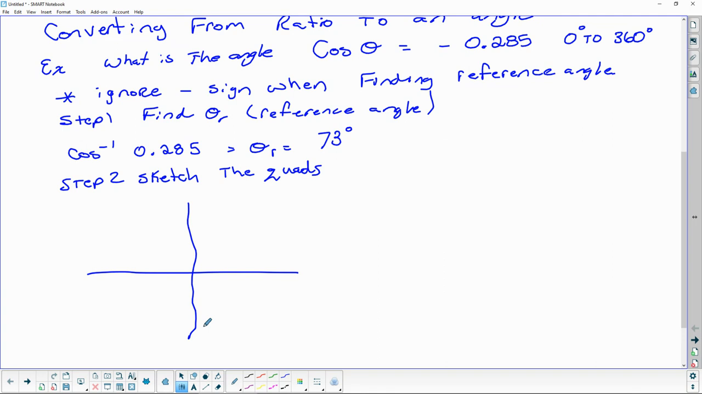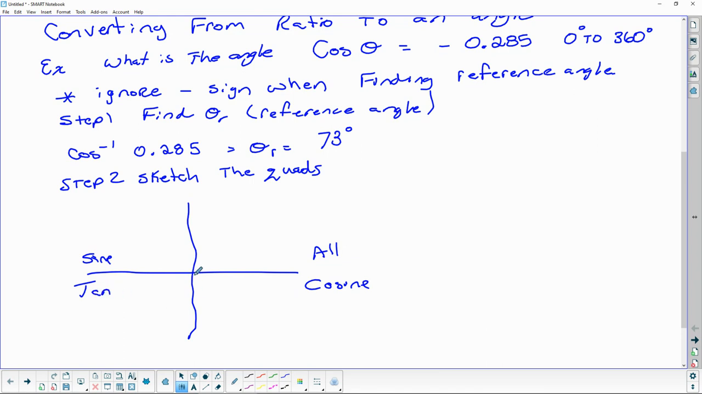Now, where is cosine negative? So we're going to go CAST rule. Cosine is positive here and here. So cosine is negative in this quadrant and cosine is negative in this quadrant. Right? So cosine is positive in the fourth quadrant because that's what the C stands for. Cosine is positive in the first quadrant. That's what the A stands for. So this means all. This means cosine. This means sine. And this means tan.